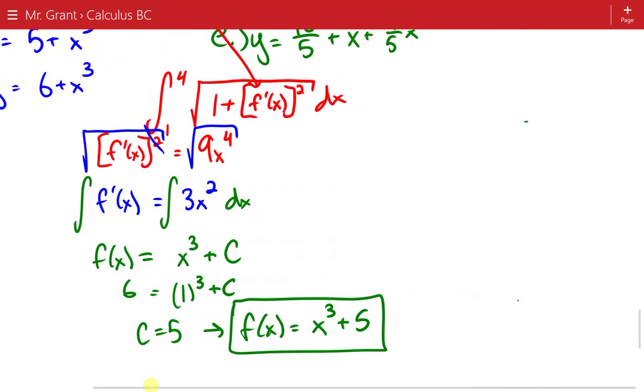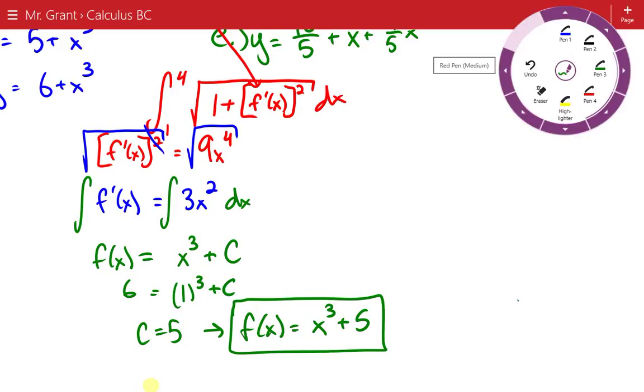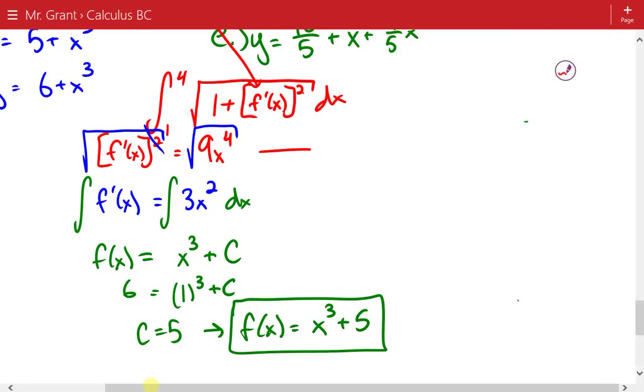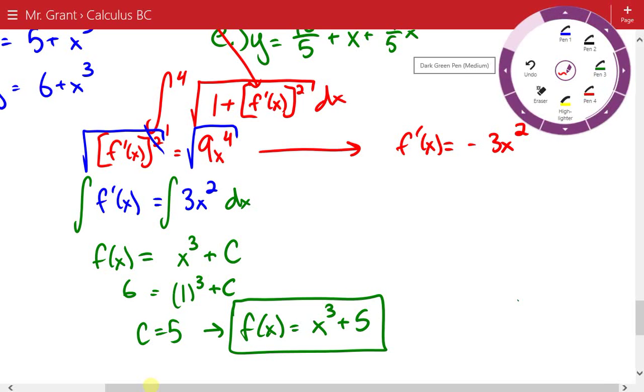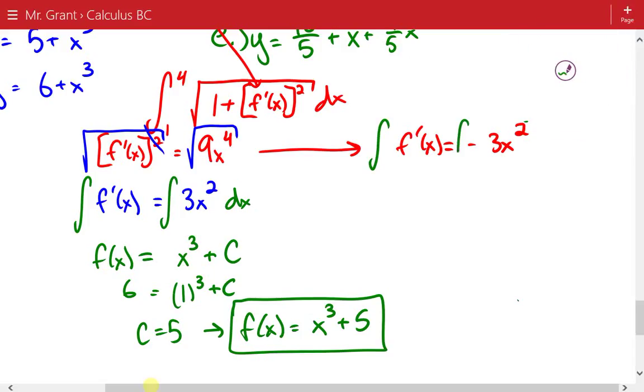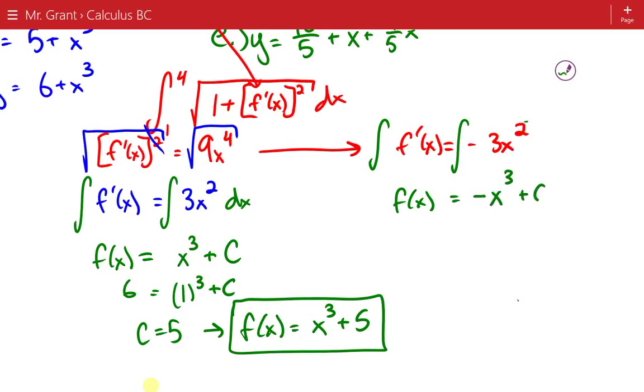I did say we'd go into a brief discussion about why that negative didn't work. So let's jump back over here and assume that when we took the square root, f prime of x ended up equaling negative 3x squared. The steps are still the same. You can integrate, and then you end up with f of x equals, and this one's very similar except now it's negative x cubed plus c. Bring the 3 down, you get that negative 3.